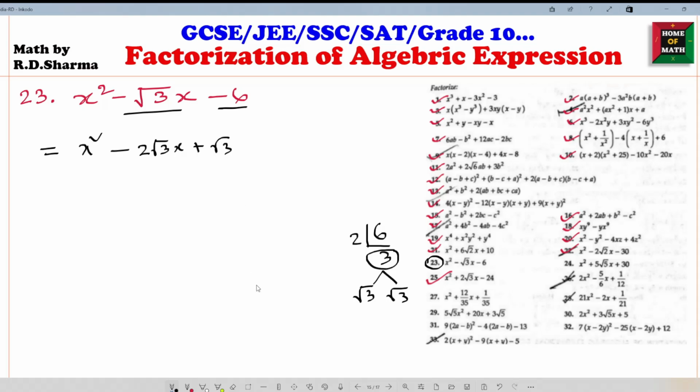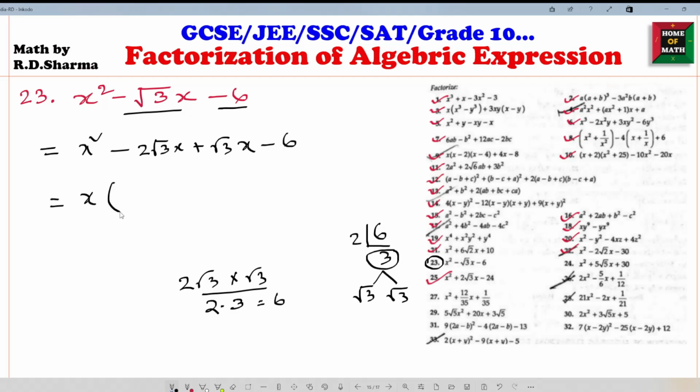Okay, how? Once we multiply 2 root 3 times root 3, this root 3 will become 3 and this one 2, so it will become 6. Again, 2 root 3 minus and plus root 3x, it will become only root 3x, okay, and minus 6.